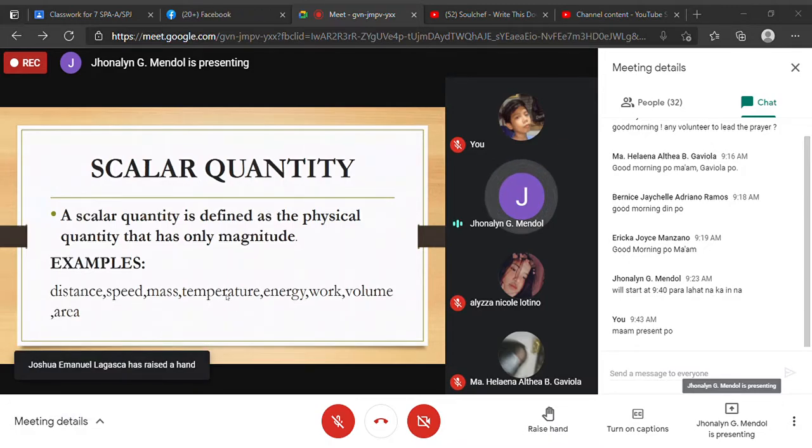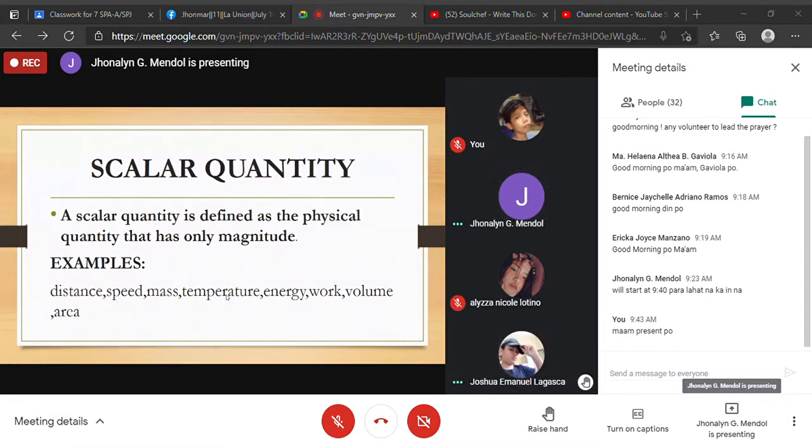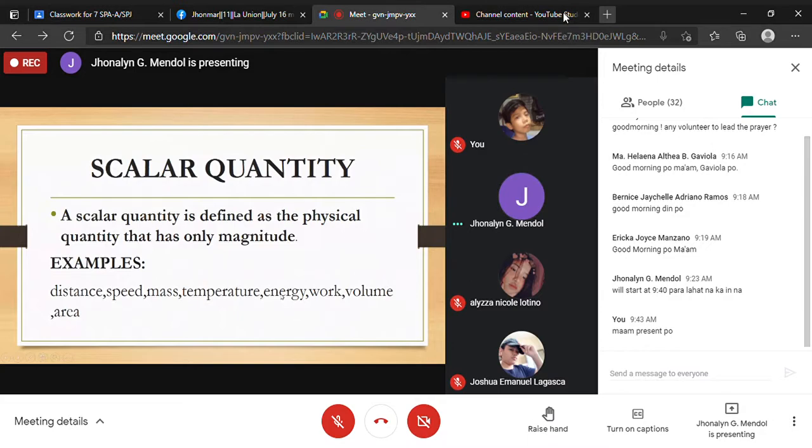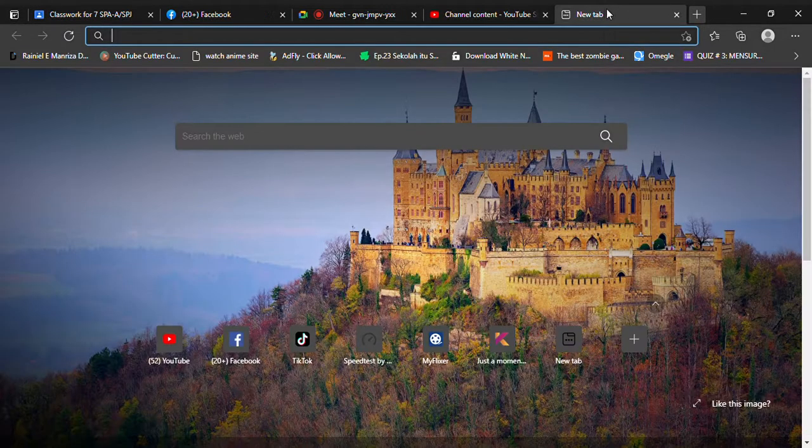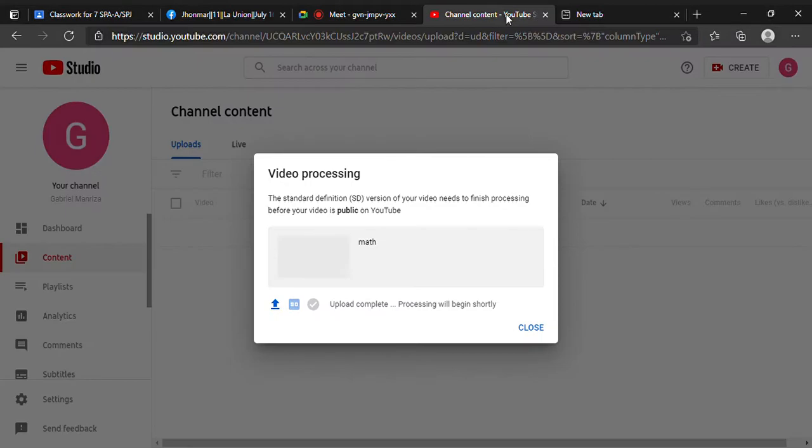An example of temperature, Emmanuel? 30 degrees po. Okay, 30 degrees. So basically, 30 degrees, or the degrees only, is a magnitude. It has no direction. We don't say, for example, 30 degrees west. Okay, so it's very wrong. Therefore, temperature belongs to scalar quantity.